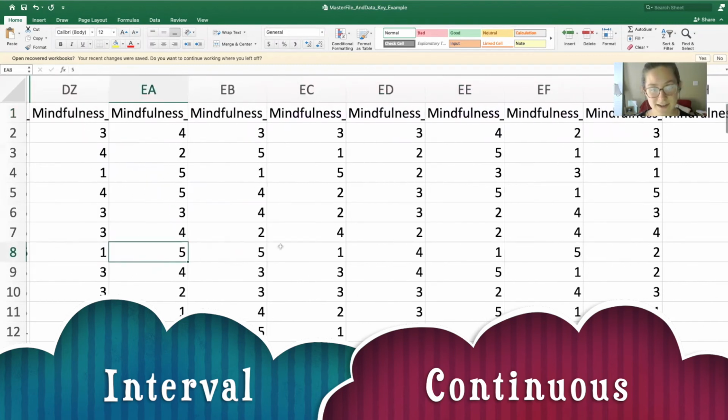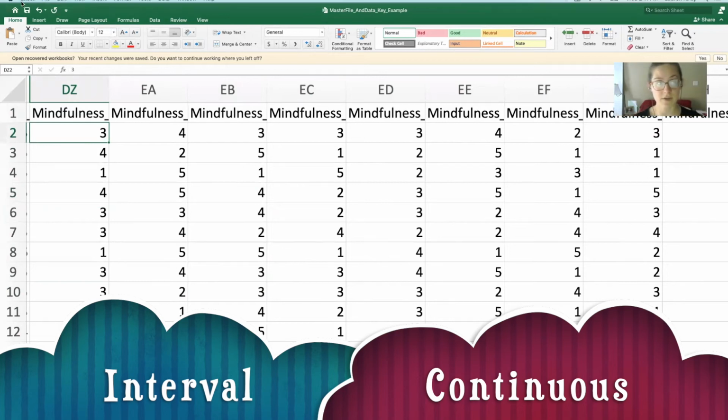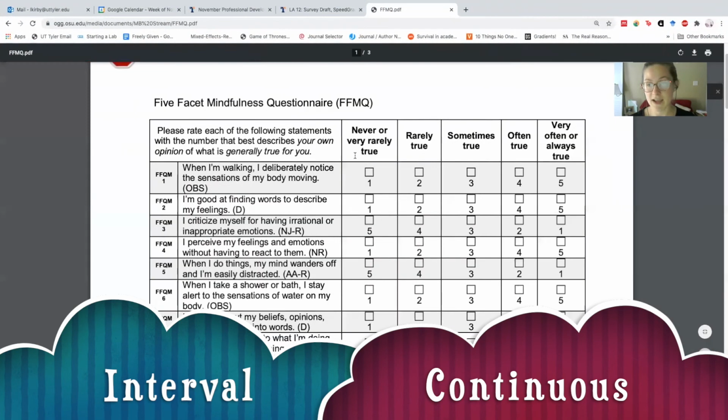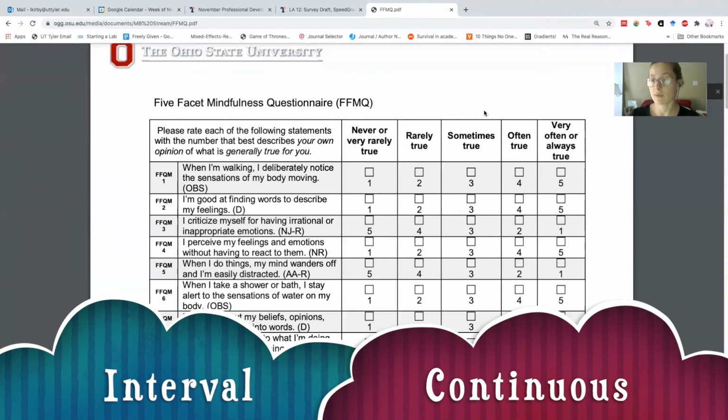And you can see people put their answers on a scale of 1 to 5. I already fixed the reverse coded ones. This is a different type of data where we do have categories. We have categories of 1 to 5. Let's look back at our questionnaire to see what those mean again. These categories, 1 through 5, mean 1 means never or very rarely true for me, and 2 is rarely true, 3 is sometimes true, 4 is often true, and 5 is very often or always true. So these numbers do stand for words.